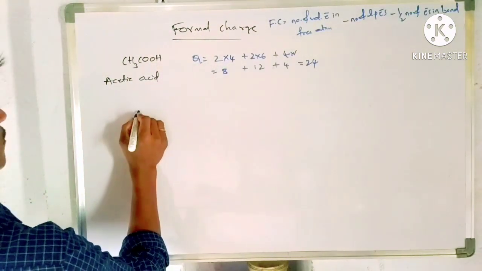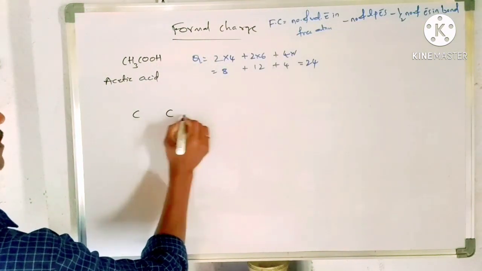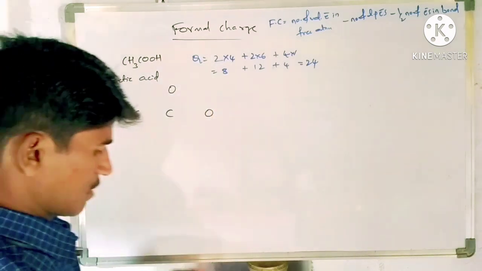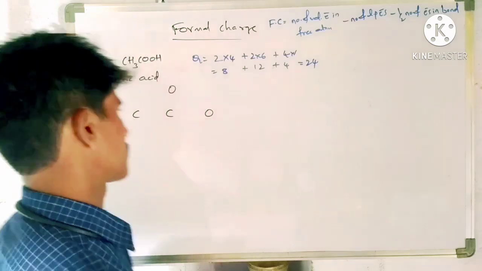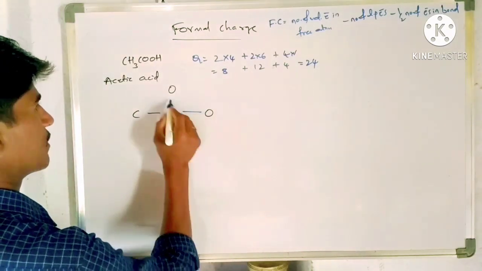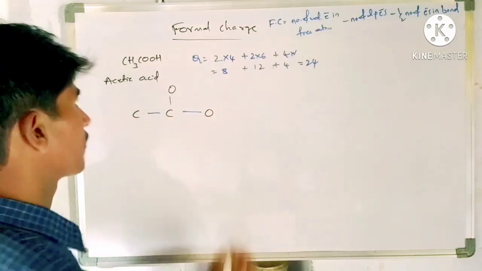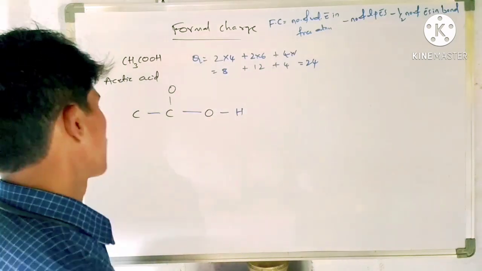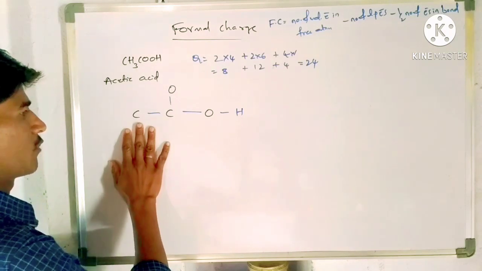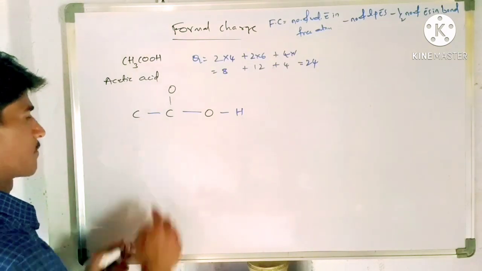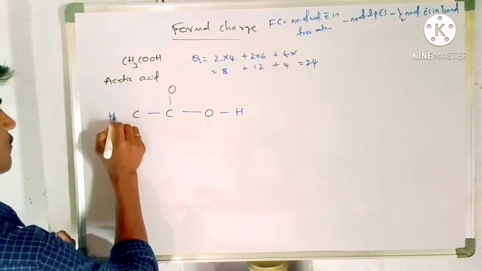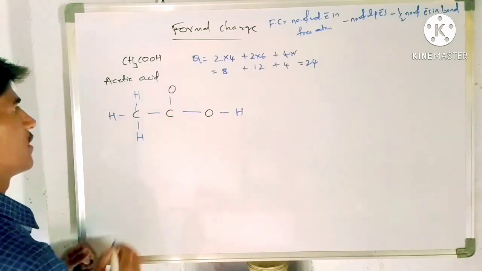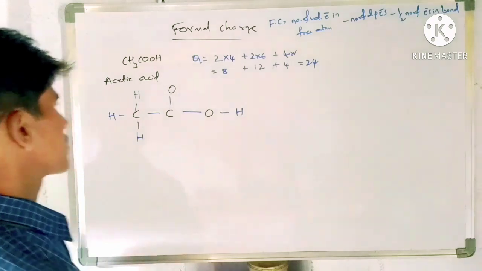Next, how many atoms are there? 2 carbon atoms and 2 oxygen atoms are there. Now we have to arrange the bonds. So here the bonds are arranged between all these atoms. The 3 hydrogens are also added. Now let us consider the number of bonds.